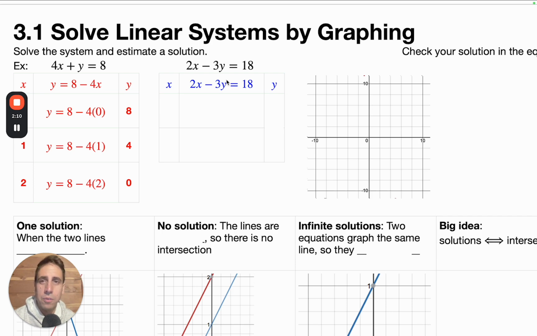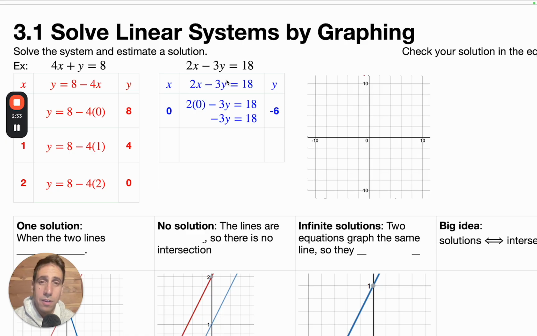First, I'm going to let x equal 0, and then if x is 0, I'm going to calculate what y is going to be. So I plug it in. 2 times 0 is just 0. You don't even have to write it. The whole thing becomes negative 3y equals 18. Dividing both sides by negative 3, you get y is equal to negative 6. So that's the first point that we can plot over there.